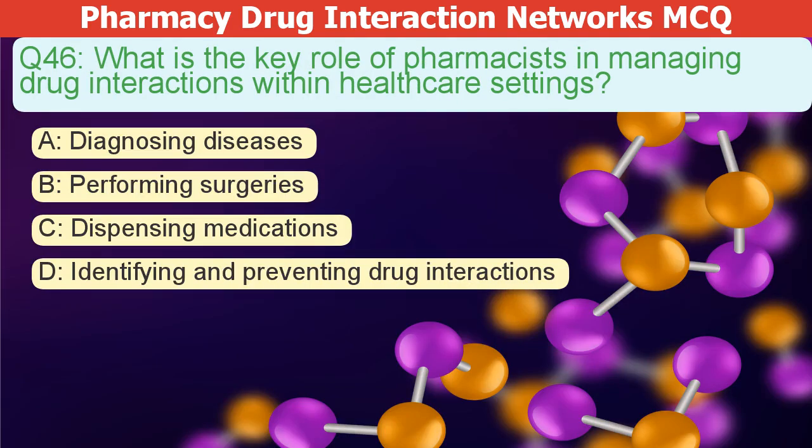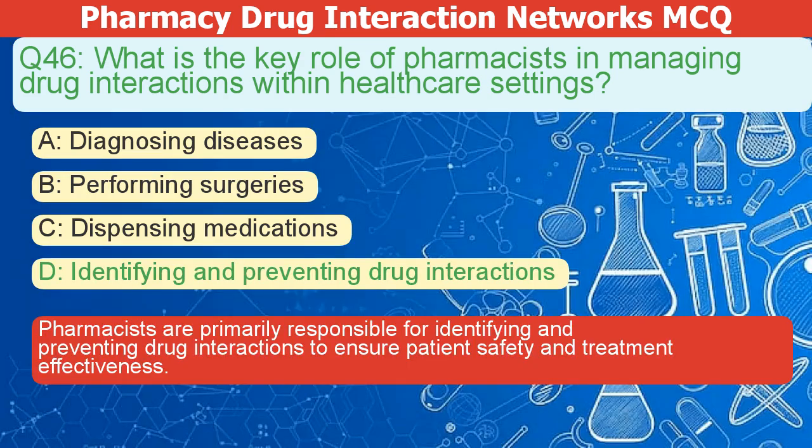What is the key role of pharmacists in managing drug interactions within healthcare settings? A. Diagnosing diseases. B. Performing surgeries. C. Dispensing medications. D. Identifying and preventing drug interactions. The correct answer is D. Pharmacists are primarily responsible for identifying and preventing drug interactions to ensure patient safety and treatment effectiveness.